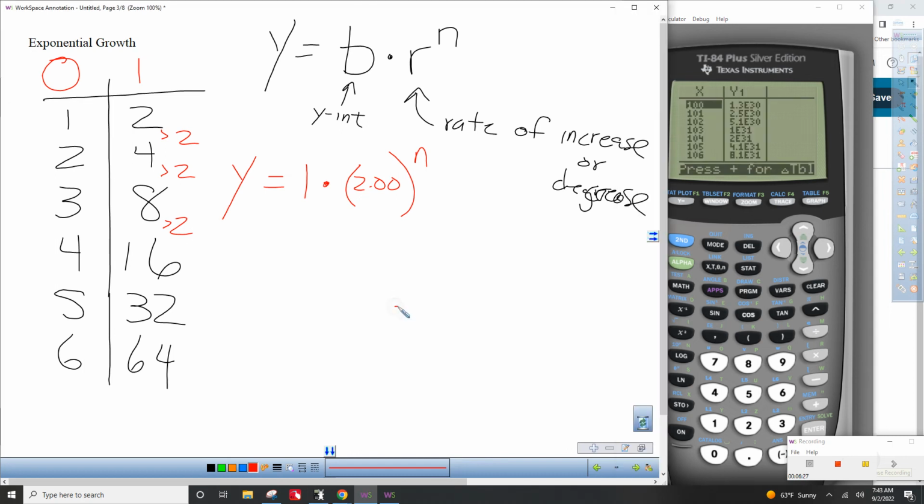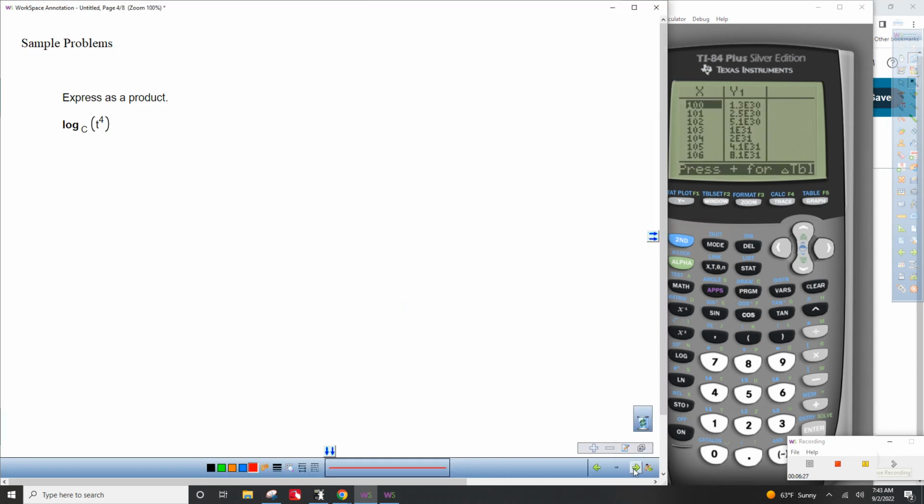All right, keeping on. Not wasting your time this year. So, express as a product. What does that mean? Well, that means turn this exponent into multiplication. Oh, okay, so that's the same thing as 4 times log base c of t. Okay, we took away the exponent and turned it into a product. Why? Because they told us to, and we're just following directions.